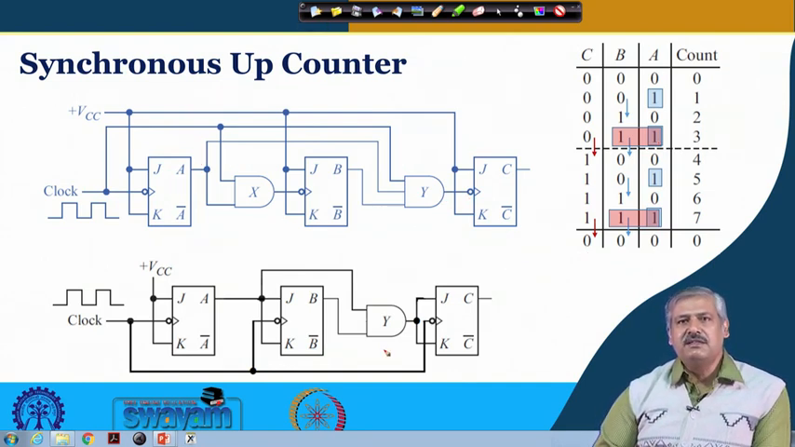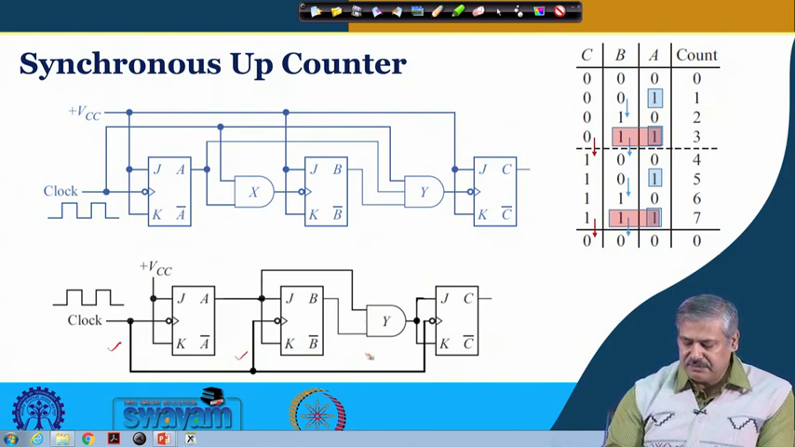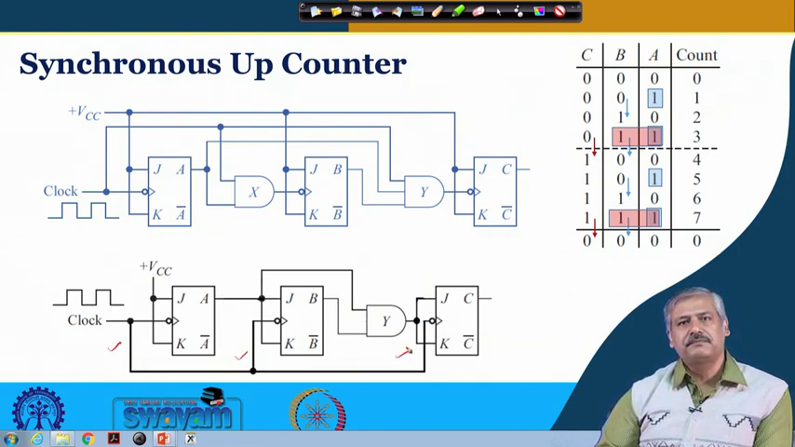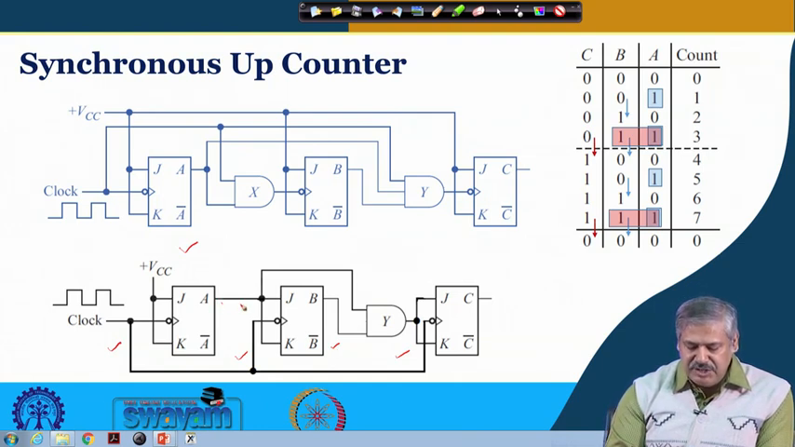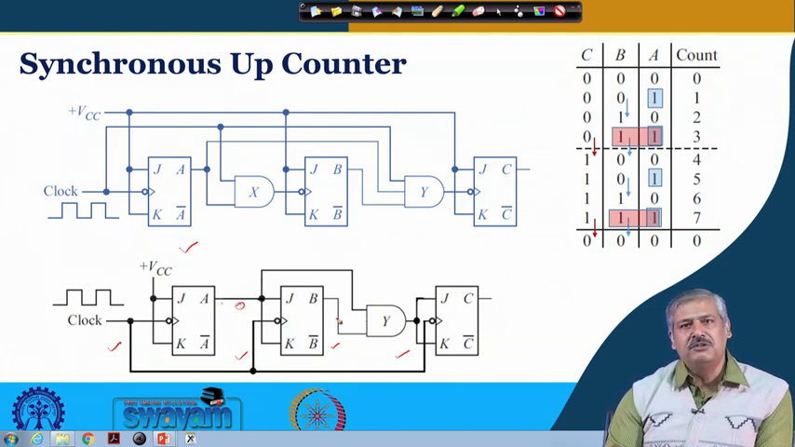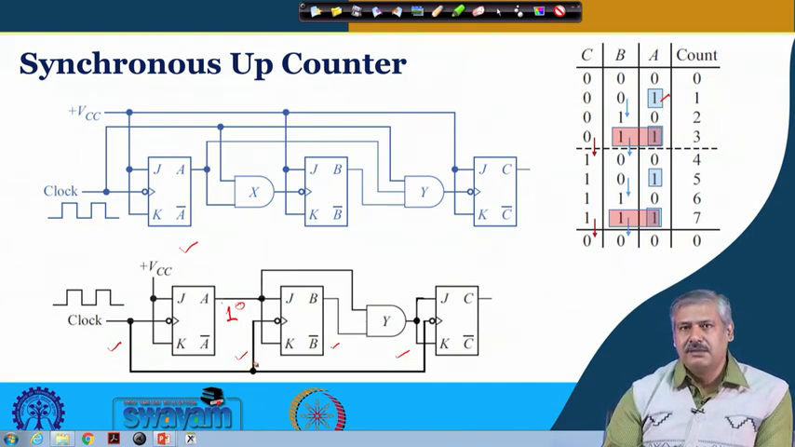Now, let us look at the other circuit. In this the clock is directly fed to each of the flip flops. The first flip flop is toggling at every instance, and for the next flip flop, when A is 0, the output will remain 0, no change. When A is 1, like this case, both J and K are 1, so it will toggle.